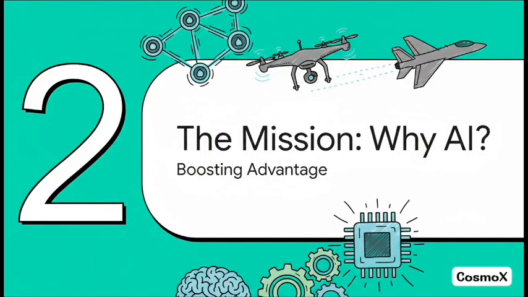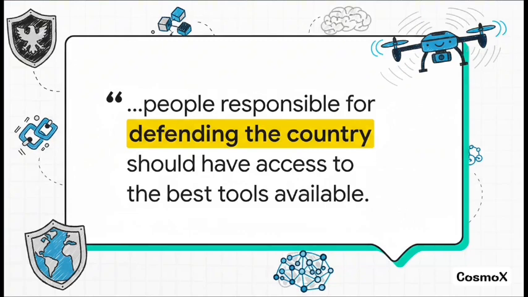Okay, on to the big question. Why? Why is this happening? What's the mission here? What's the whole point of bringing ChatGPT into the military's day-to-day operations? Well, OpenAI's official line is pretty straightforward. They're basically saying, hey, the people defending the country, they should have the best tech we can give them. It's a very clear statement that they see a role for their technology in defense, for sure.